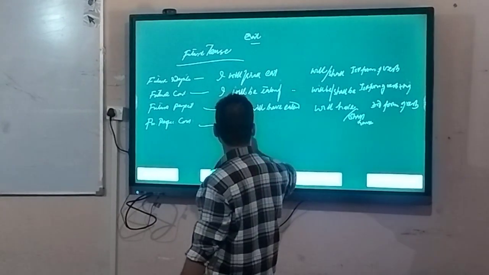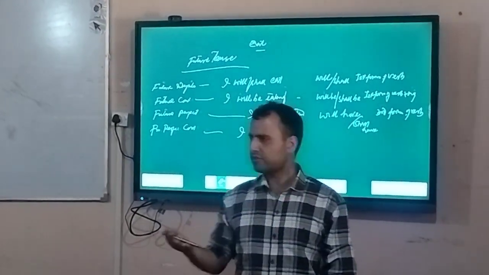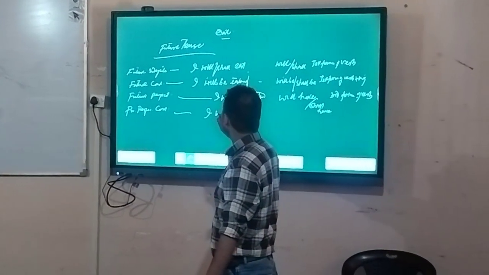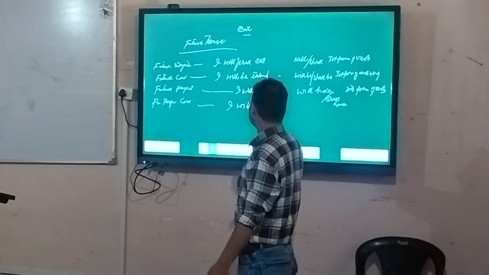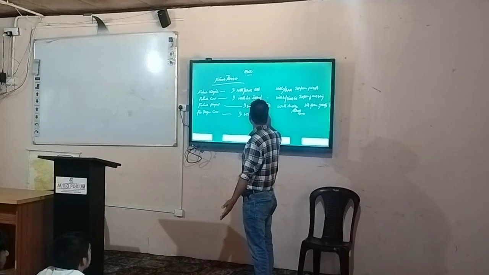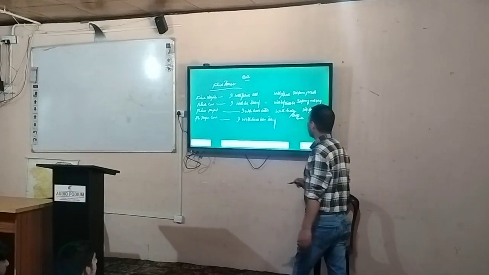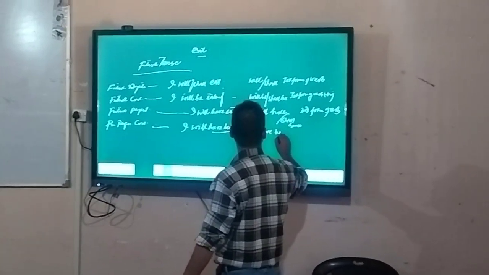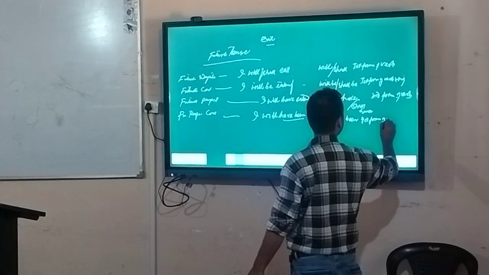Future perfect continuous. I will have been eating. Here it is simply have been, have been, first form of verb plus ing.